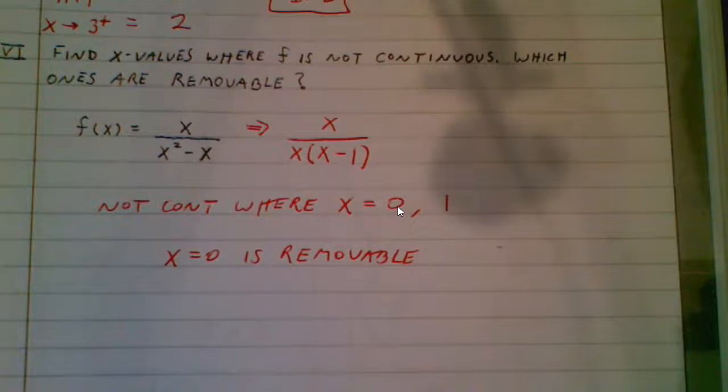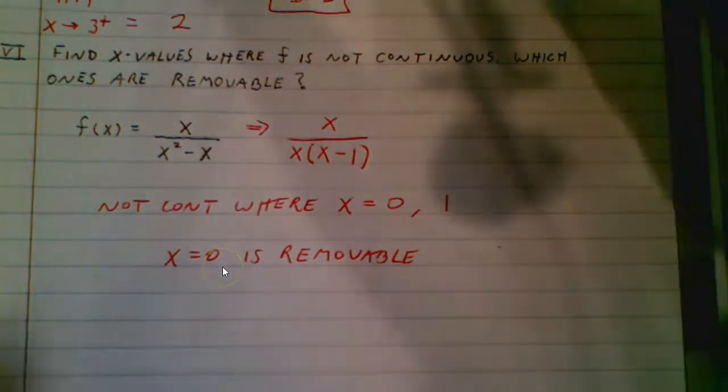So which one of those is removable? Well, the one that factors out, the one that cancels, is where we would have a hole in the graph, and so that one is removable. Remember, if it doesn't cancel, like this one doesn't cancel, you would have an asymptote right there. So based on these zeros, I know this one is a hole, I know this one is an asymptote, and the hole is the one that is removable. So that's where x equals 0. And that's it for part 1.